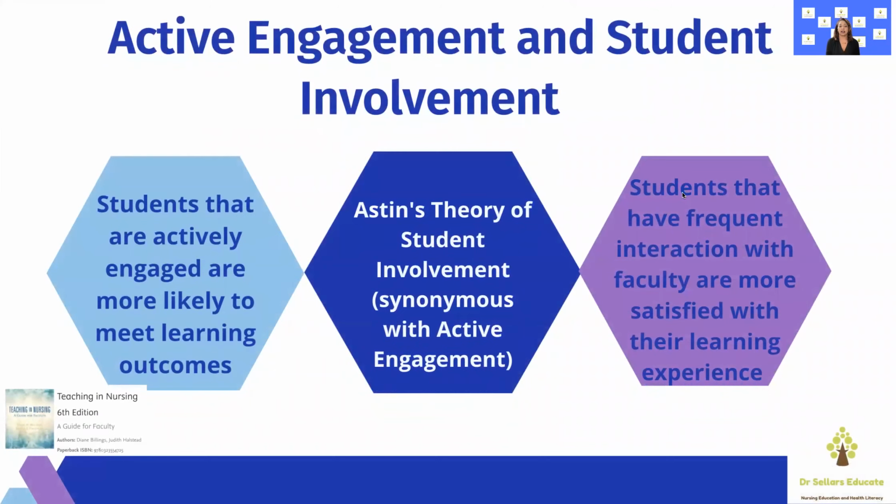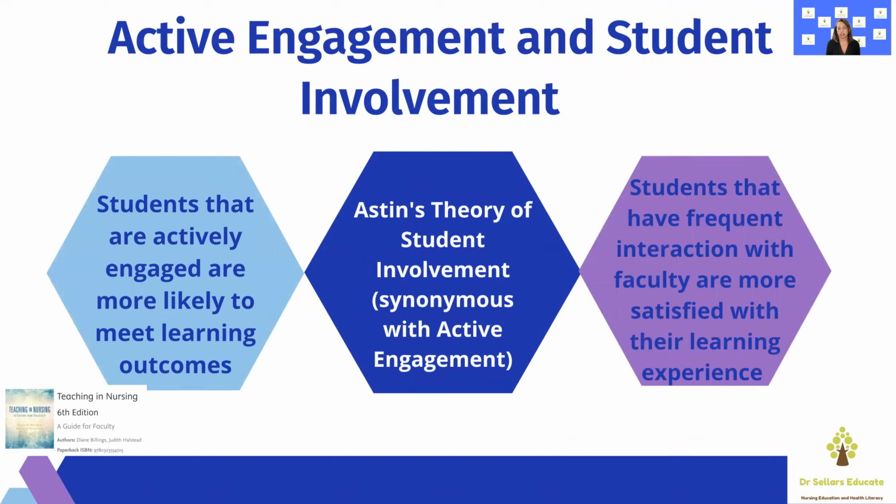All right, so 3 categories that we're going to hone in on and focus for our time together during this snapshot. First, we know that the evidence shows us that students that are actively engaged are more likely to meet learning outcomes. There is content in Teaching in Nursing, Billings, and Halstead. That is the resource we're using for this snapshot. It is actually in chapter 16. We always use the most current edition, which is 6th edition, and it starts on page 286.